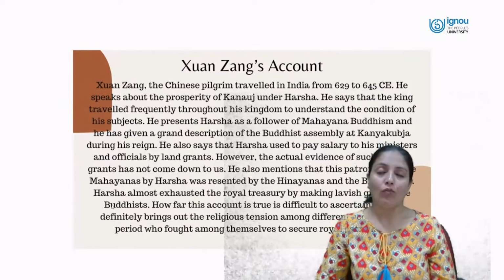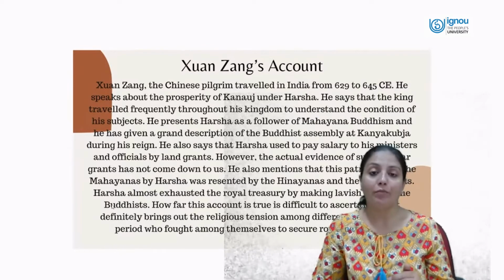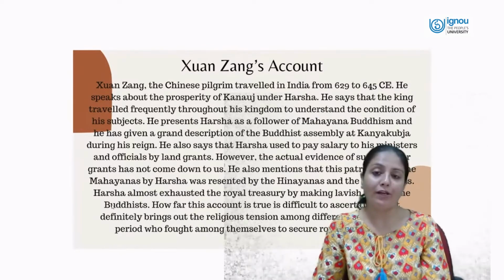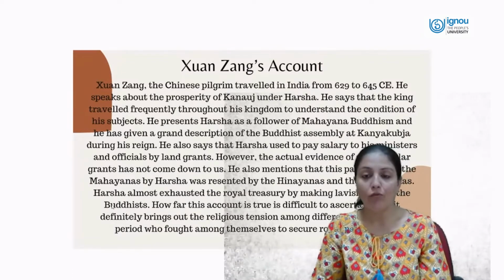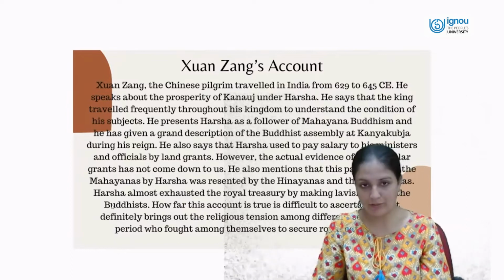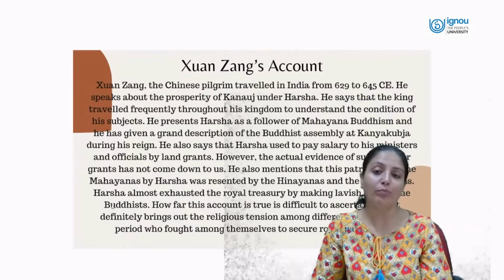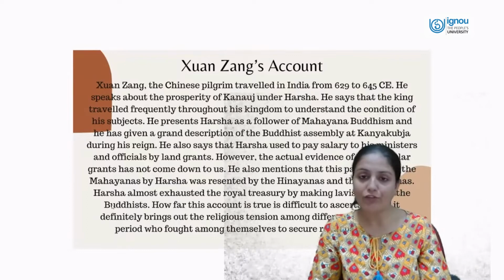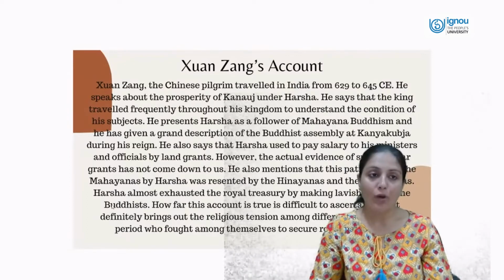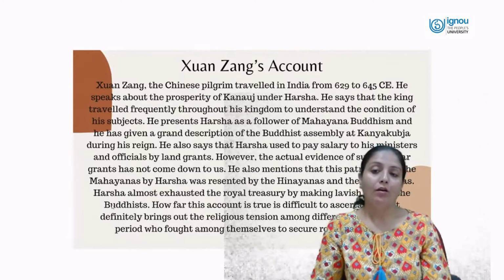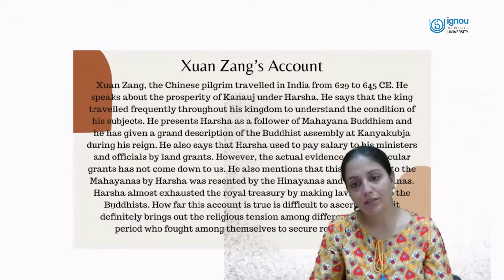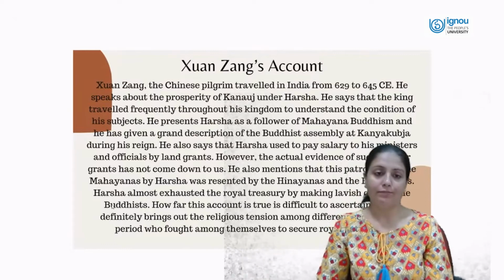When Harshavardhana was in his ruling period, one Buddhist assembly was held in Kanyakubja, and he was the founder of that particular assembly. That's why Xuanzang represents Harshavardhana as a good Mahayana Buddhist follower.